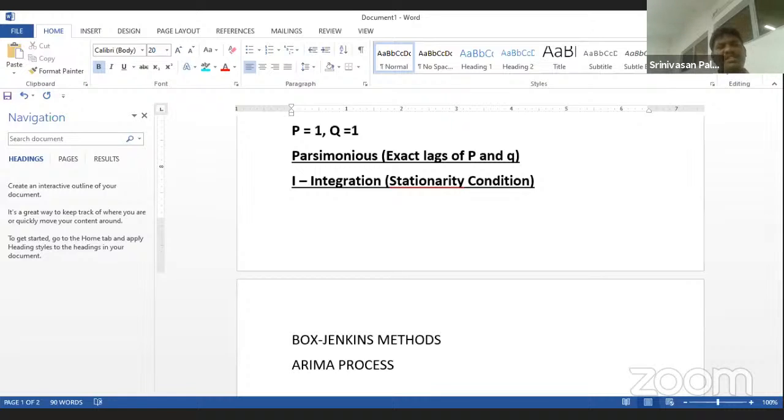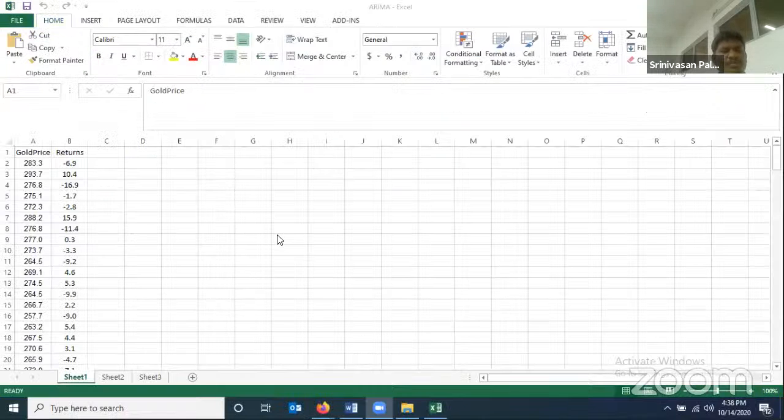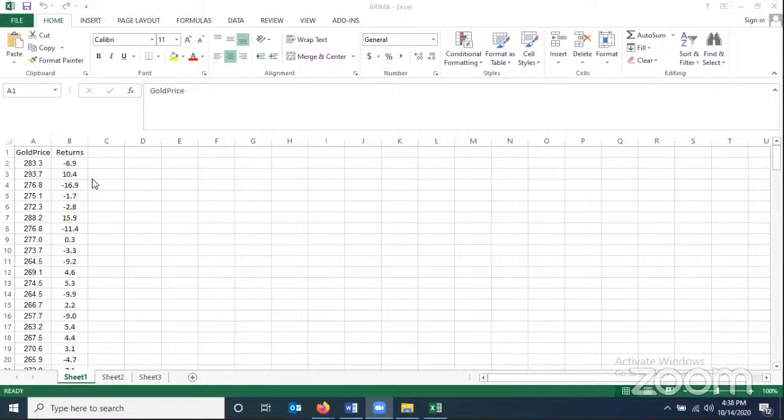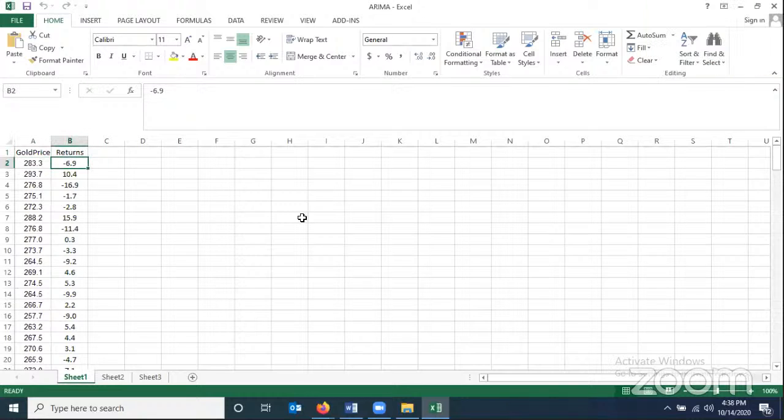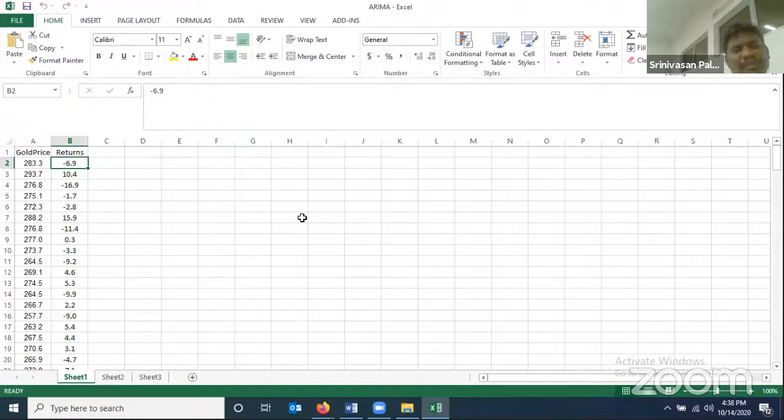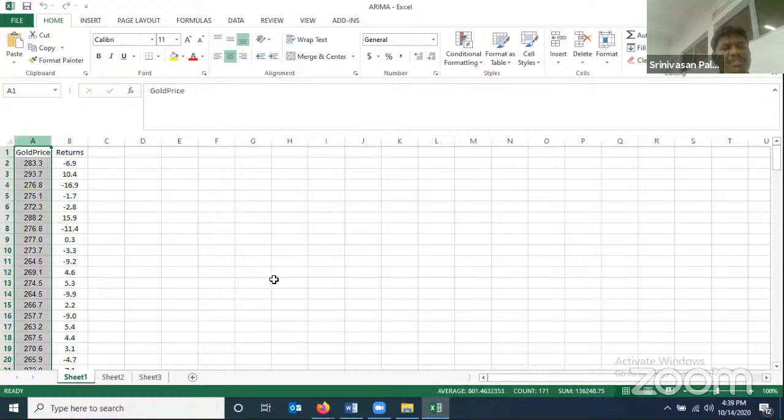Can you see the screen now? Yes. Okay, now, this is gold price. I have taken it roughly. This is a gold price, and this is returns. Returns is nothing but the first difference. Okay, returns data. So now I am going to use both the series.